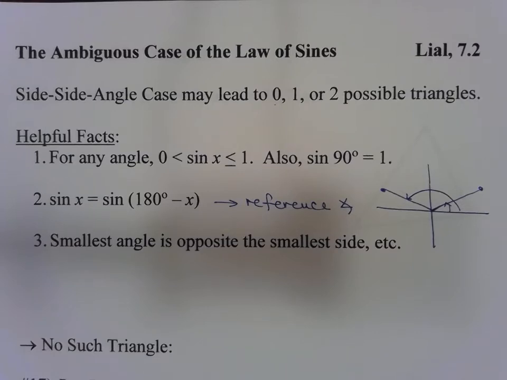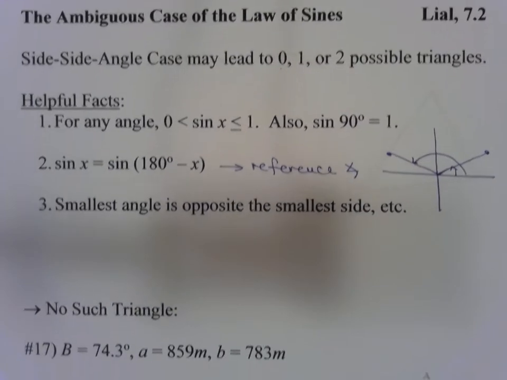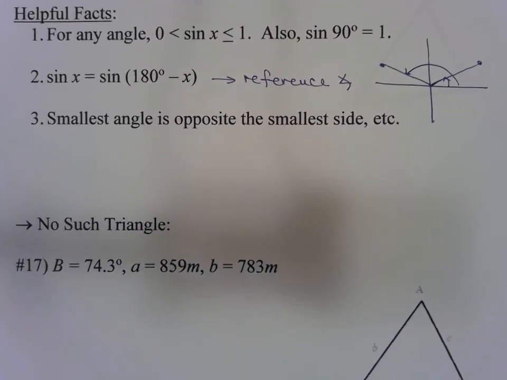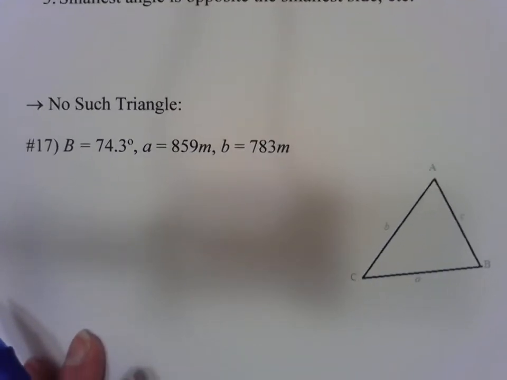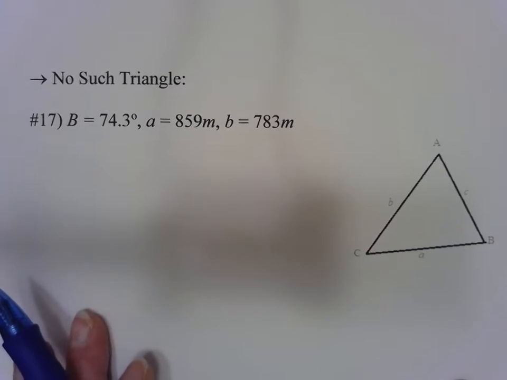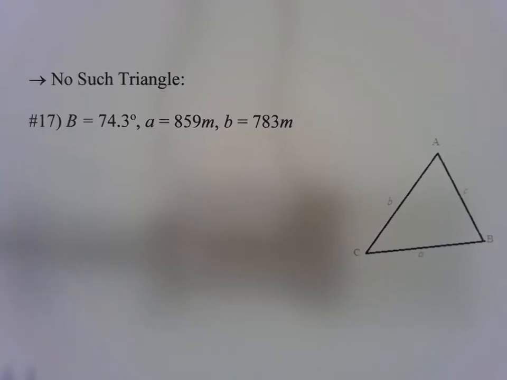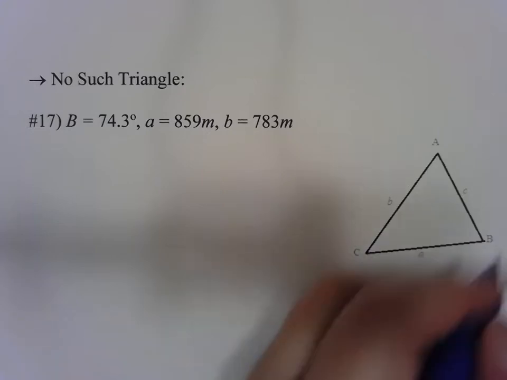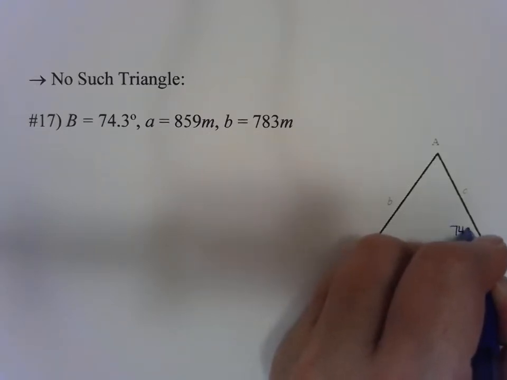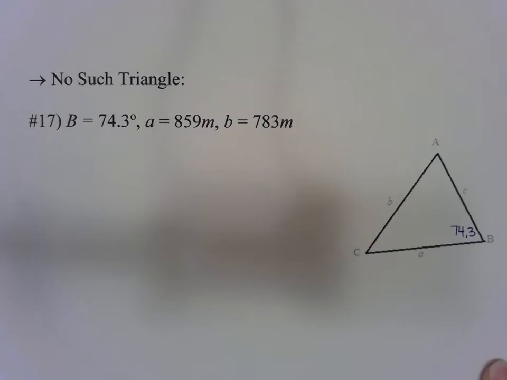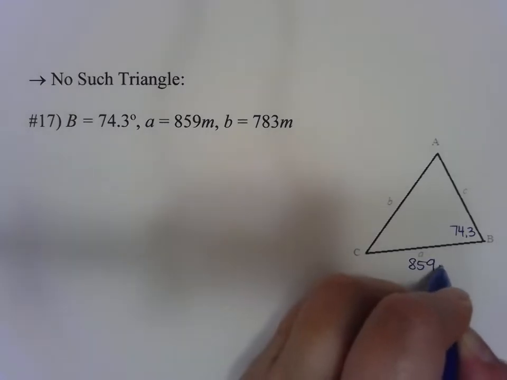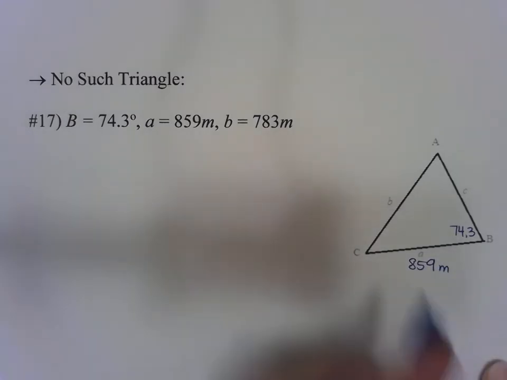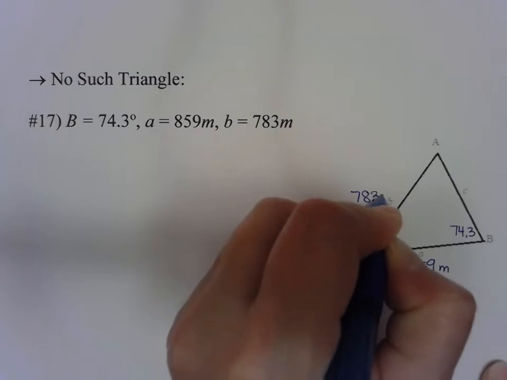Okay, so I chose a few examples, hoping that I can show you each of these scenarios. So let's try that out. Here's the first one. I probably should not have labeled them so that we could have some mystery here, but I didn't do that. All right, so this is from your book. This is number 17. We are given angle B is 74.3 degrees. Side A is 859 meters. And side B is 783 meters.